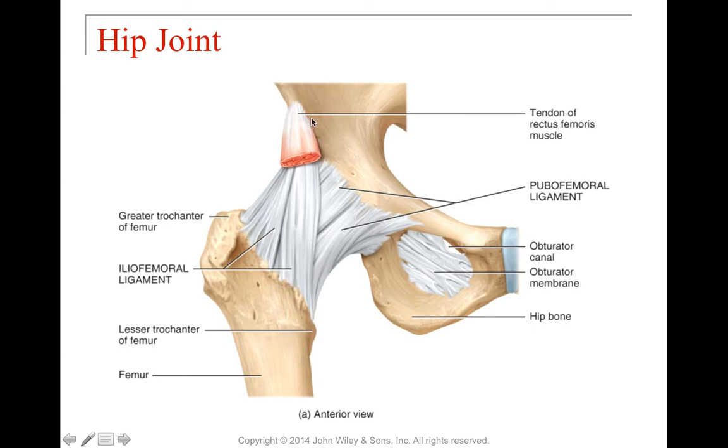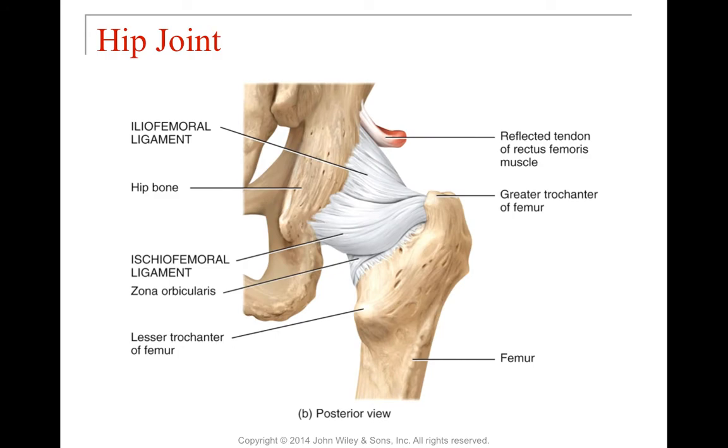Here's the iliofemoral ligament, just exactly what you'd expect, connects from the ilium to the femoral region, right? Here's the pubofemoral ligament, connects from the pubis over to the femur, right? We also, inside that large canal, that obturator canal, have an obturator membrane as well to help hold that in place. All right.